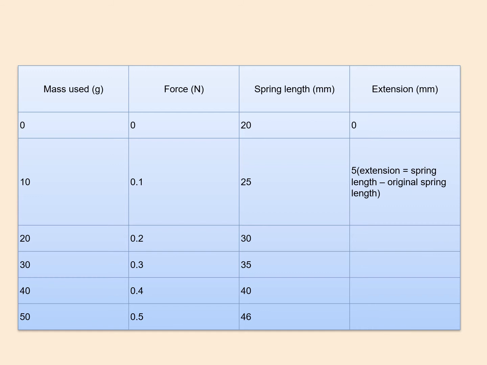So to work out the extension, the formula is in the box on the right there. Extension is equal to the spring length, which in the case of the 10 gram mass is 25, take away the original length, which is 20. So for all of them, the original length will be 20 millimeters. That's how long it was to start off with. So pause the video now to calculate the extension for the remaining 4 results.